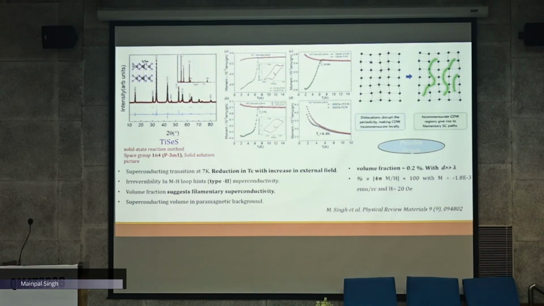But then we asked what may be the possible origin behind this superconducting phase. We suggested that the dislocations which occurred during the synthesis process, intragrain dislocations which we also observed in the TEM images, disrupt the periodicity of the CDW and make the CDW phase incommensurate, and those incommensurate regions give rise to a filamentary superconducting phase.